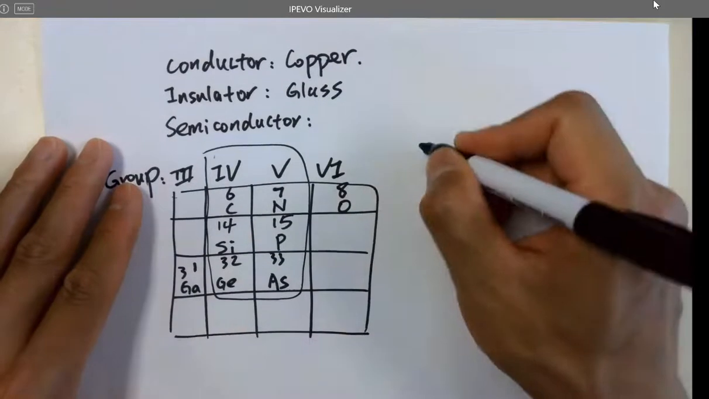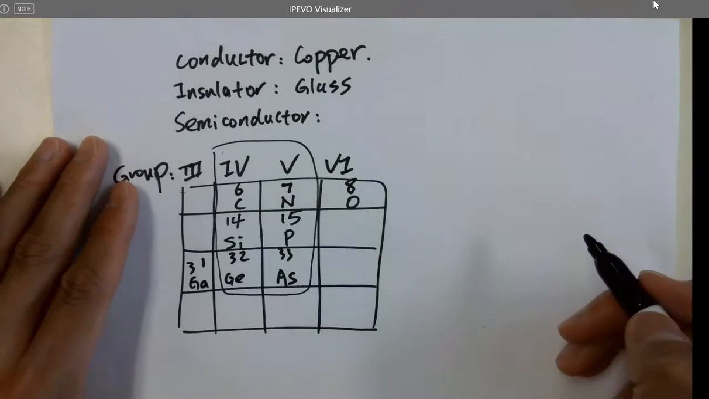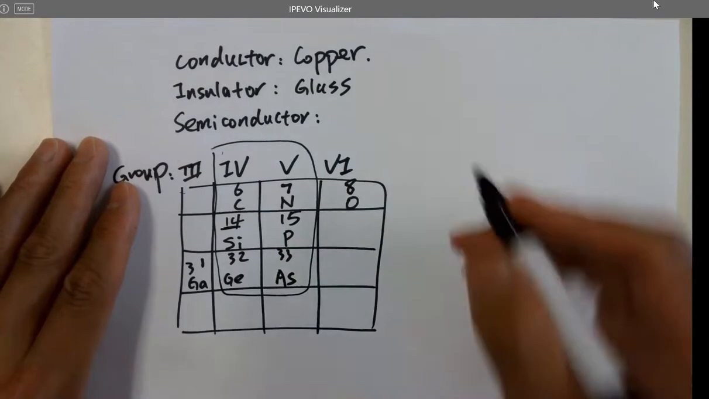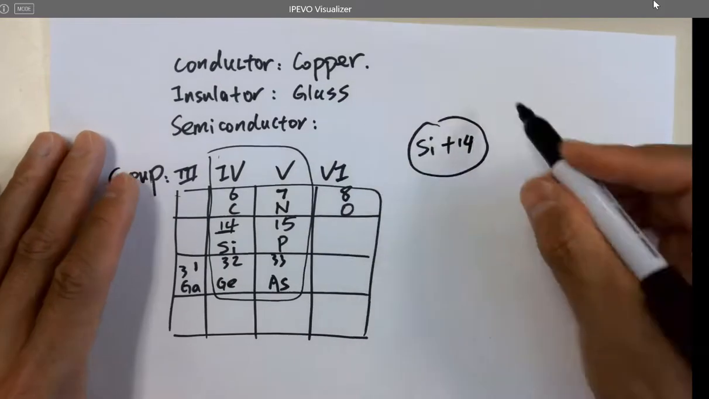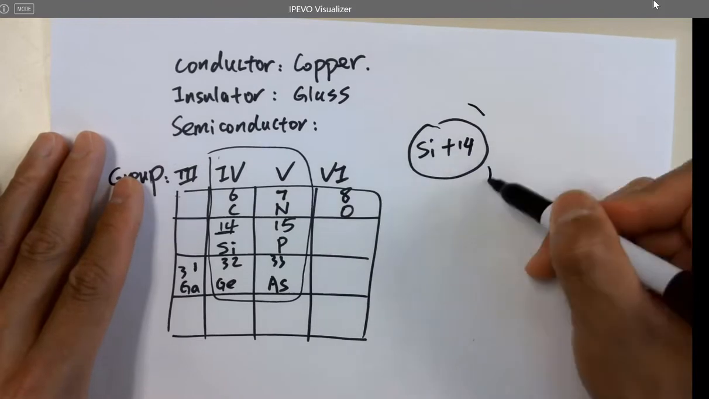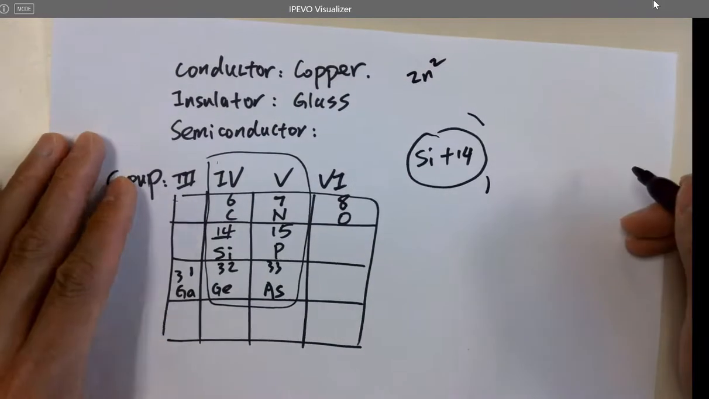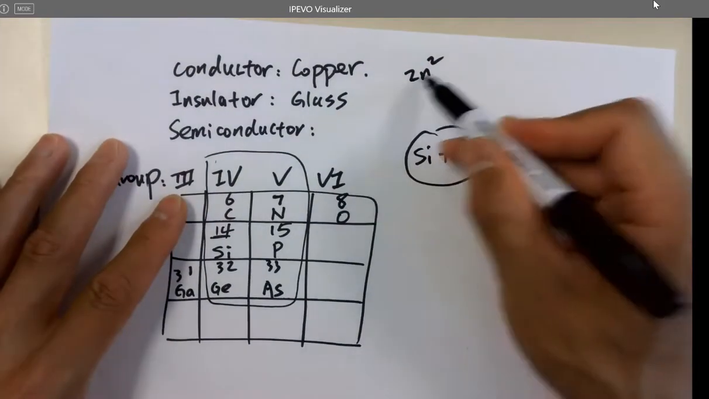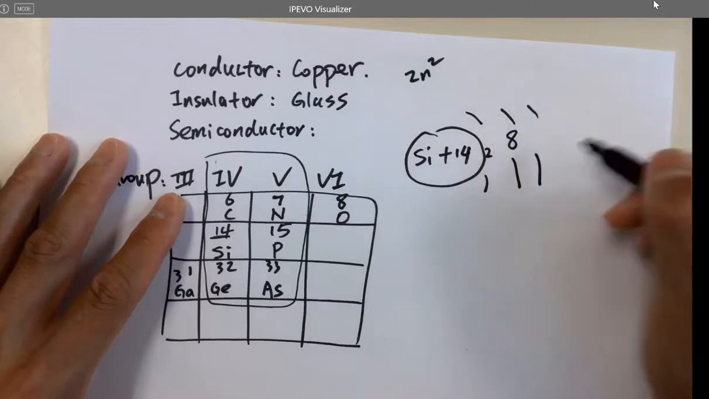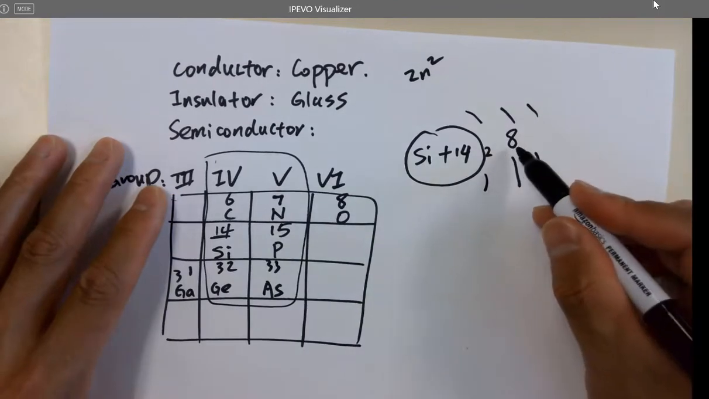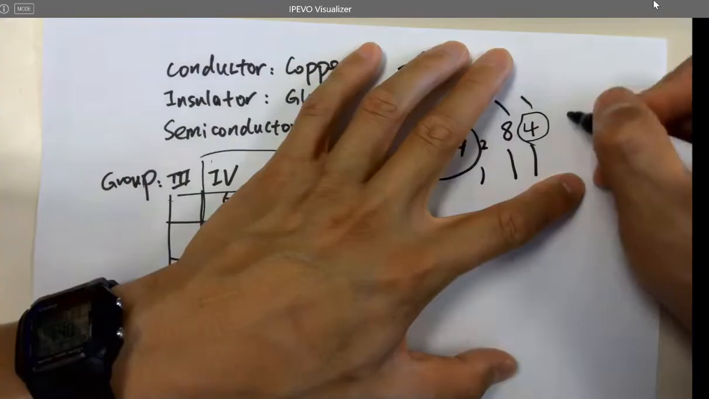So for example, silicon: how many protons in a silicon atom? Yeah, 14, I labeled that for you, right? So silicon has plus 14, that's the protons. How many electrons for this layer? If 2 here, then 8, and how many left? 4. So there are 4 outer orbit electrons.